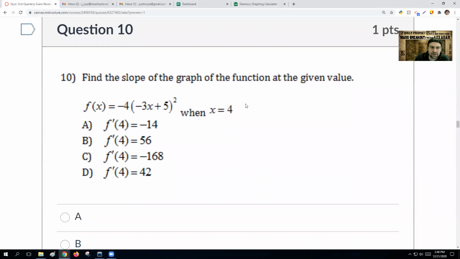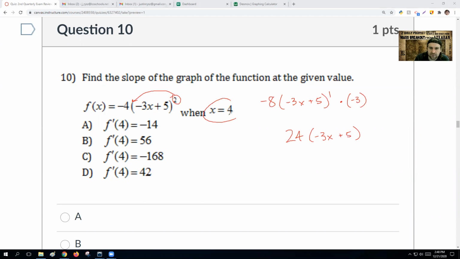All right, we have another chain rule problem. So -4 of something squared. Multiply the -4 times the 2. So this would be -8 of the inside to the first power. And we multiply by the derivative of the inside, which would be -3. So this is 24 times -3x plus 5.